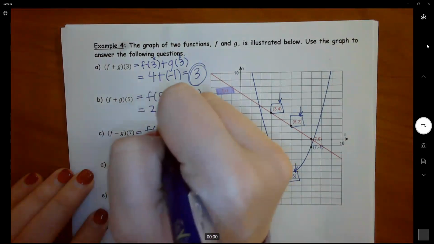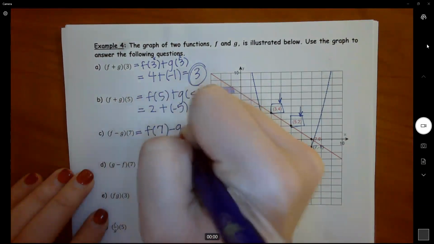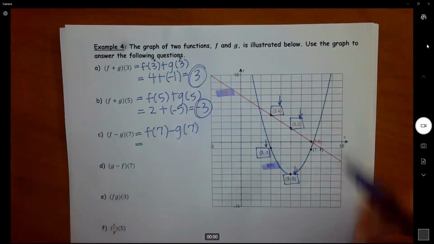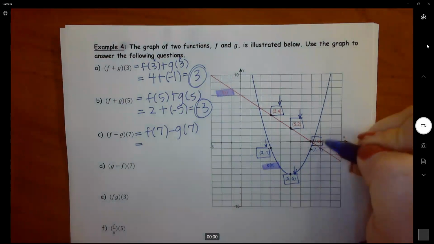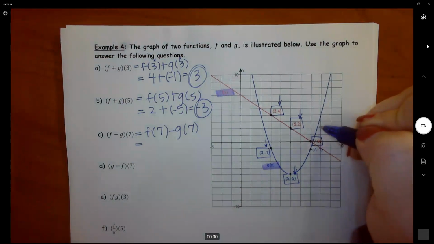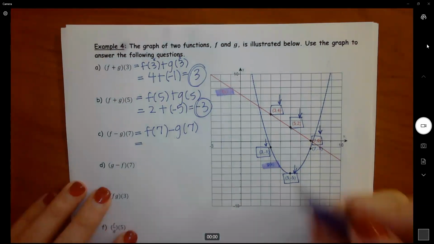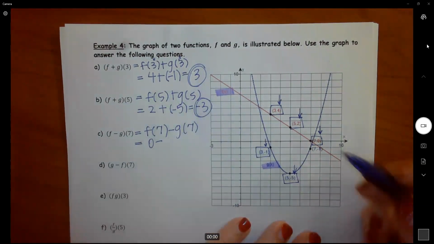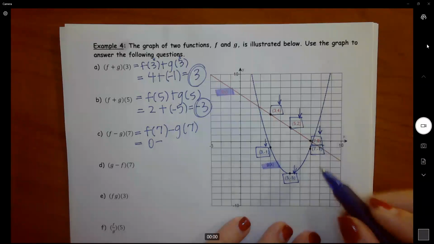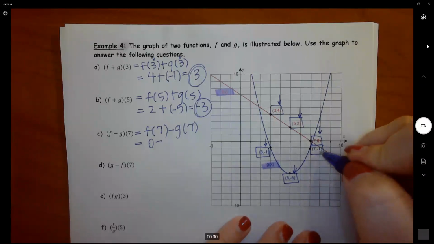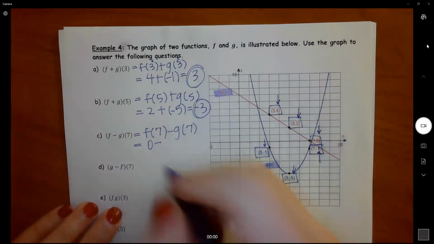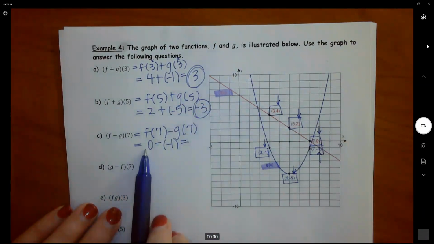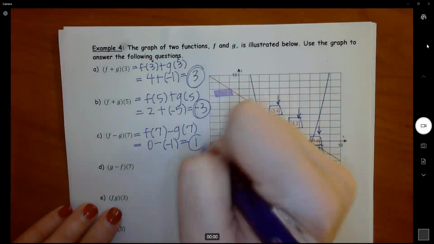Now we have f of 7 minus g of 7. When my x coordinate is 7 on my f of x, my y is 0. And then g of 7, when my x is 7, my y coordinate is -1. This is the same as 0 plus 1, and so this equals 1.